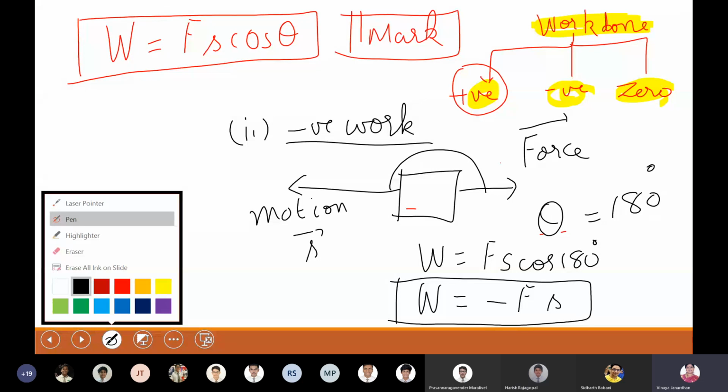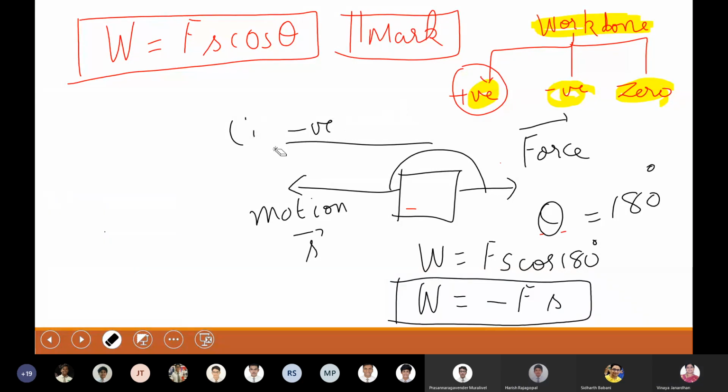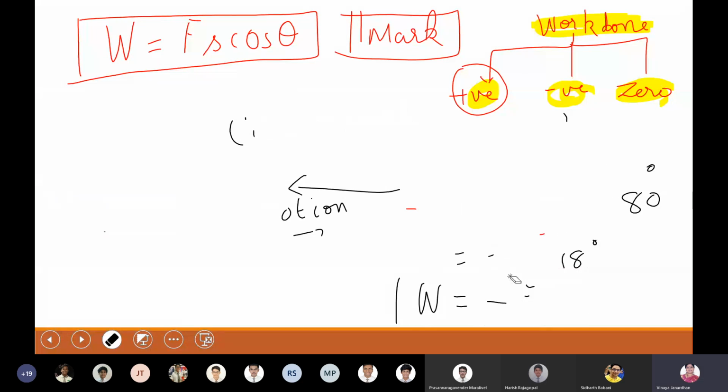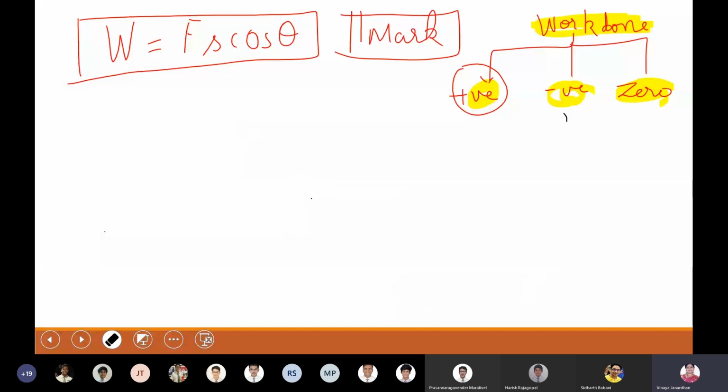Shall I go for zero work? Sure. Okay. Yes, ma'am. Zero work is very, very important. It might come. The question is, what is the work done by the Earth on a satellite revolving around it? What is the work done by the sun on the planets revolving around it? Right? In all circular motion, the work done by the earth on the moon, or by the sun on the planets, or by the earth on a satellite is zero.